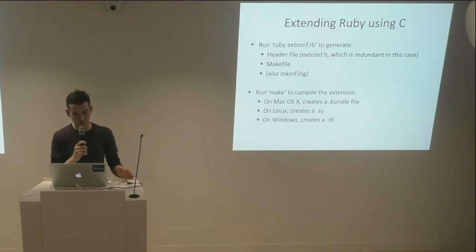So after we've got these two files, we run ruby extconf.rb. That spits out a header file, which is redundant in this case, a makefile, and then also a log of what happened. And then once we've got that, we can run make. Depending on the OS that you're running, this will produce a file called simple_clipboard with whatever extension is appropriate: .bundle, .so, or .dll. I'm really sorry if the OS that you're using spits out a .dll.